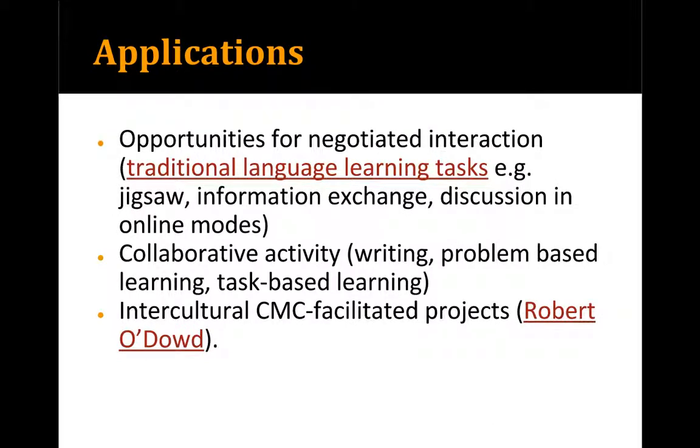We see increasingly work on collaborative activity, particularly in writing, which we looked at in the last unit, but we also see problem-based learning and task-based learning, particularly task-based learning in language teaching, so people doing tasks using tools online. And we see, as a development or extension of that, the kind of intercultural computer mediated projects that somebody like Robert O'Dowd talks about.